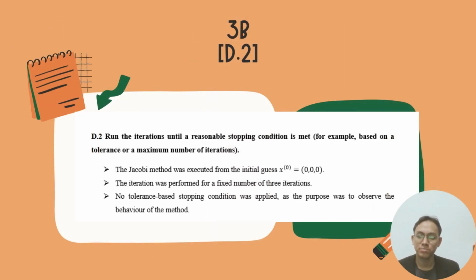Moving on to the iteration process, during each iteration, the Jacobi method updates each variable using values from the previous iteration. In this implementation, the process was repeated for 3 iterations only. This was done to observe the behavior of the Jacobi method.